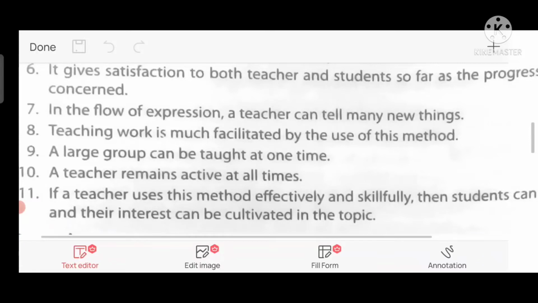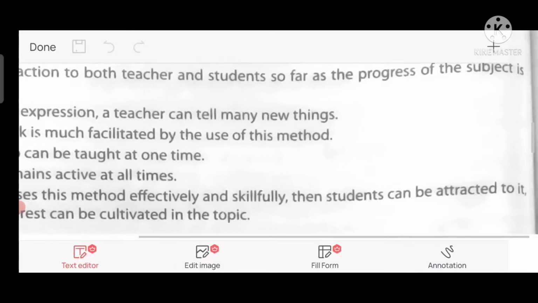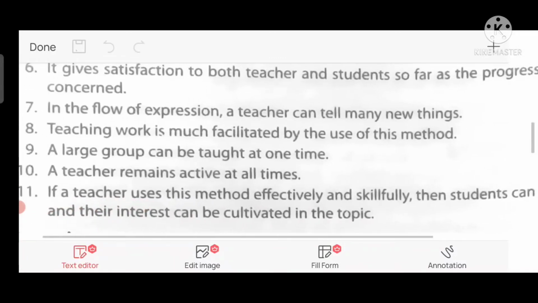After that, a large group can be taught at one time. Next point is, a teacher remains active at all times. Last point is, if a teacher uses this method effectively and skillfully, then students can be attracted to it and their interest can be cultivated in the topic.